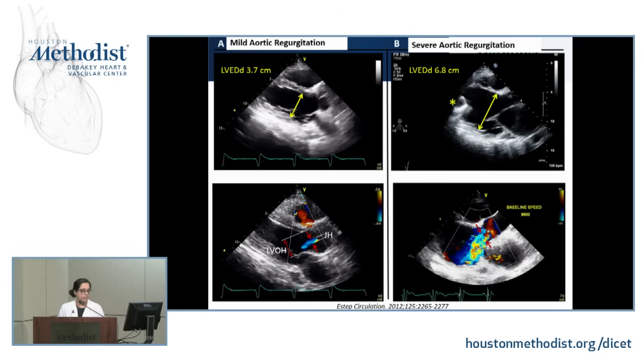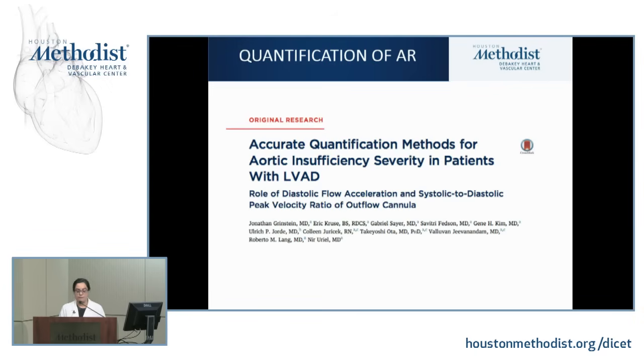So again, if you have somebody who had mild AI, their LV diastolic dimension was 3.7; somebody who had severe AI, the LV diastolic dimension was 6.8. So this is somebody who then underwent a TAVR procedure. There's this new paper that came out, and this is the best we have. Feel free to criticize this, because it is extremely variable and, I think, prone to error, and this is what we have right now. This is the best we have. So imagine how much work can be done to improve this.